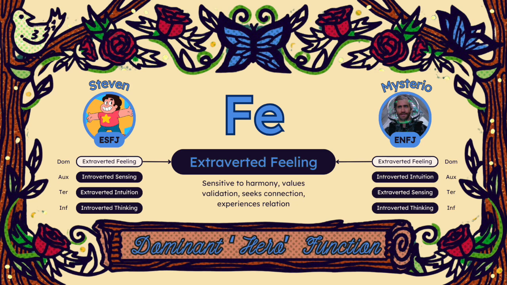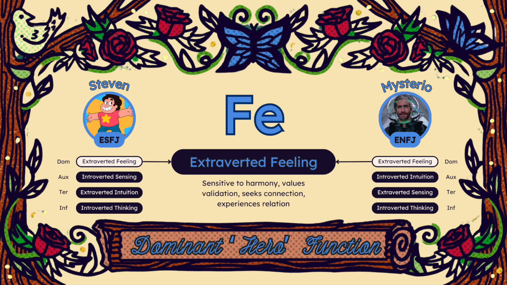The two Myers-Briggs types that use extroverted feeling as a dominant function are ESFJ and ENFJ. ESFJ Steven Universe from Steven Universe and ENFJ Quentin Beck, Mysterio, from the Marvel Cinematic Universe both embody the dominant function of extroverted feeling, demonstrating a keen attentiveness to the feelings of disharmony and harmony and a strong orientation toward feeling valued in the world.